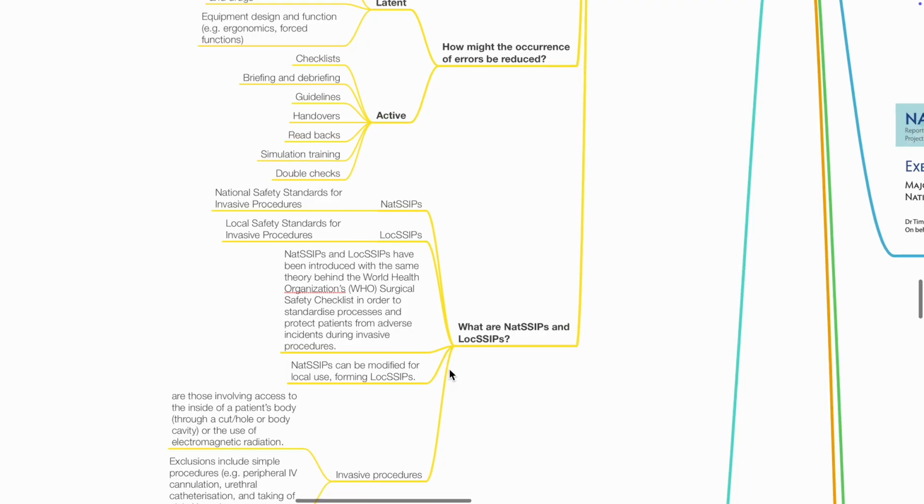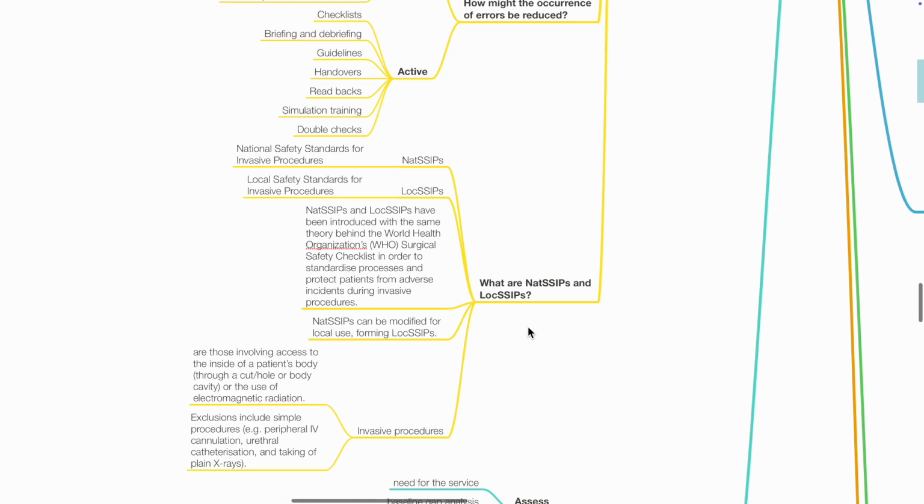What are NET-SIPs and LOC-SIPs? NET-SIPs are national safety standards for invasive procedures, and LOC-SIPs are local safety standards for invasive procedures. These have been introduced with the same theory behind WHO surgical safety checklists in order to standardize processes and protect patients from adverse incidents during invasive procedures.